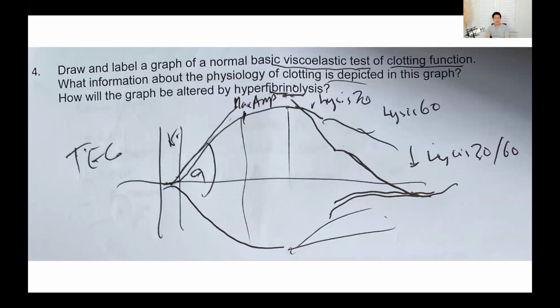And this is the 1 minute structure. So yes, the key thing would be to actually have the diagram out and have all the important points here: the R time, K time, alpha angle, maximum amplitude, lysis 30, lysis 60. And then after that, once you represent that, you can discuss what each one of those terms represents, and also draw what would happen with hyperfibrinolysis, how it affects your lysis 30 and 60.